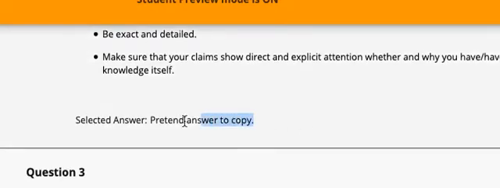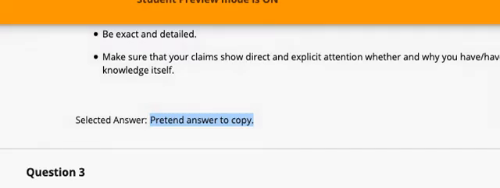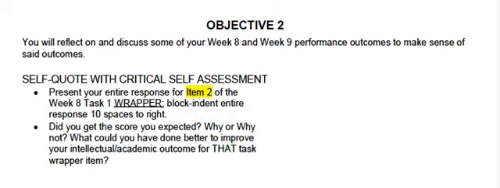Now you will have a paragraph of at least 3 sentences here. And so you're going to, of course, copy and paste that into your Word document, just like all the other stuff that you're retrieving and pasting, 10 spaces to the right, block indented, and italicized. Okay, so now let's take a look at what you're supposed to do with that. Did you get the score you expected? Why or why not? What could you have done better to improve your intellectual academic outcome for that task wrapper item? So what you'll want to do is you'll want to turn these questions into your answers.